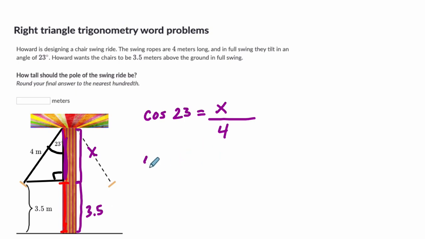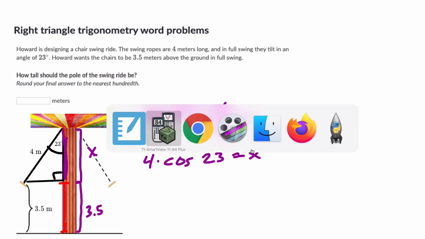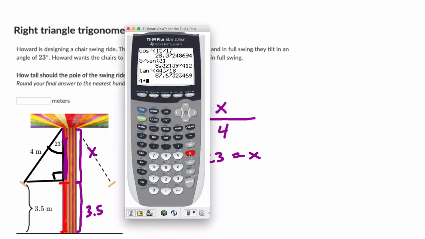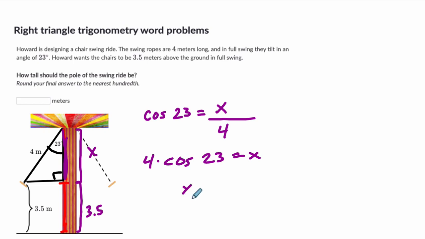So solve for x. Multiply both sides by 4. 4 times the cosine of 23 equals x. So let's do that. 4 times the cosine of 23. And we get about 3.68, right? So I'm going to write x is about 3.68. But I'm not going to round yet. I'm just writing that down for myself. I want to add x to 3.5 to get my pole height to the nearest hundredth, right? Because it's the total pole height here.